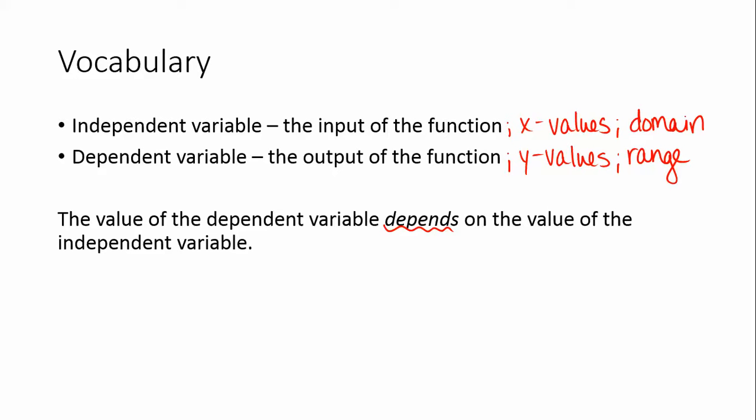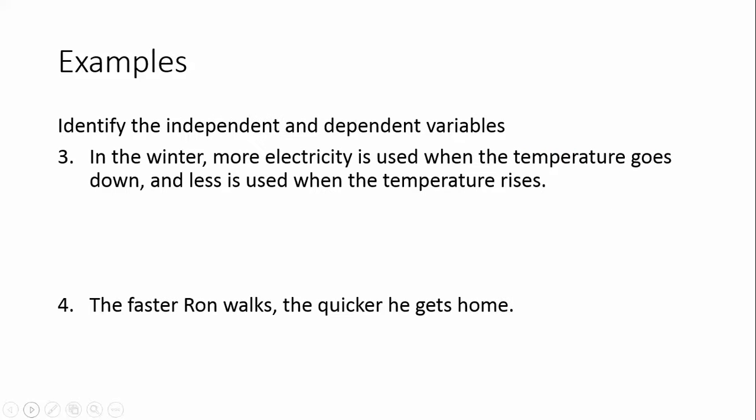And the language there may seem kind of confusing or wordy, but when you say it out loud, sometimes I think it makes a lot of sense. The dependent depends on the independent. So first we're just going to look at some examples where we're identifying the independent and the dependent variables. That will help you know what is x and what is y when you write function rules.